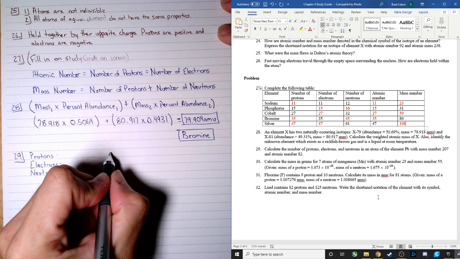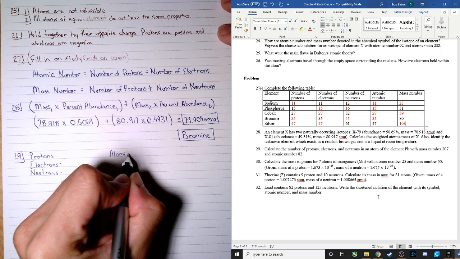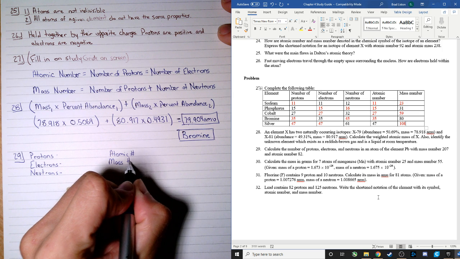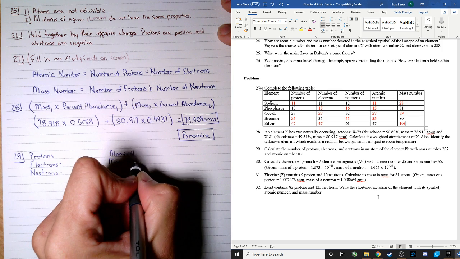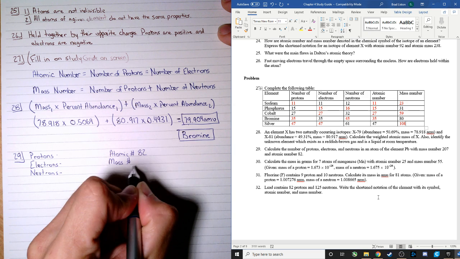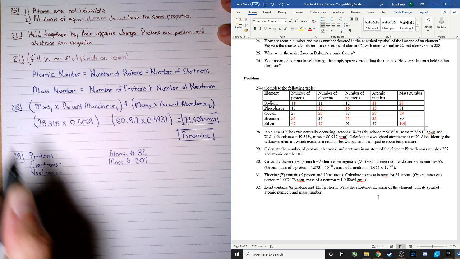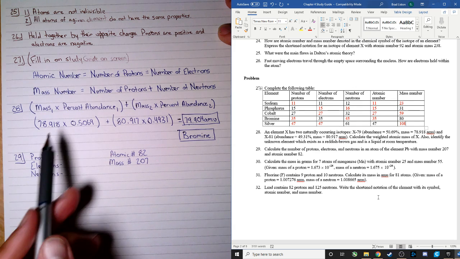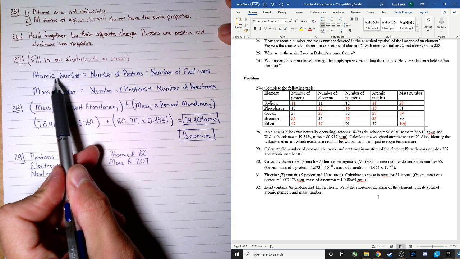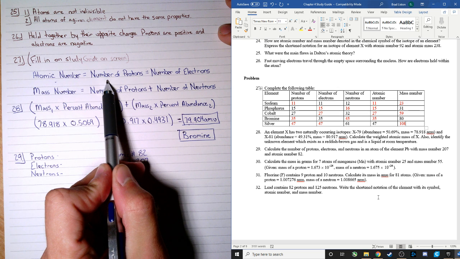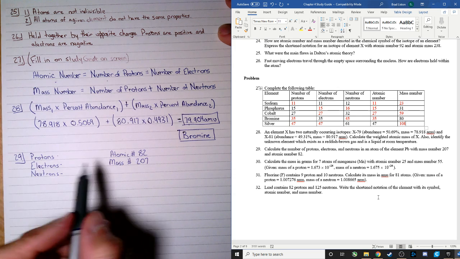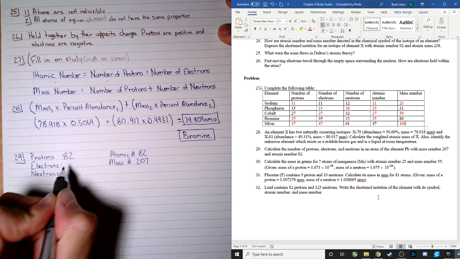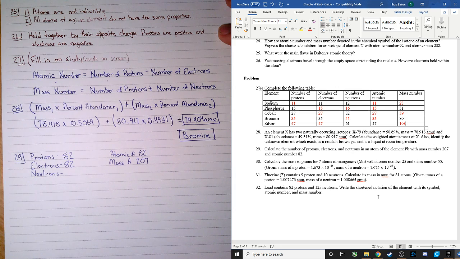So we're given the atomic number and we're given the mass number. Atomic number is 82. Mass is 207. If you look back up at problem 27, we know that the atomic number is equal to the number of protons as well as the number of electrons. So our atomic number is 82, so we have 82 protons and 82 electrons.